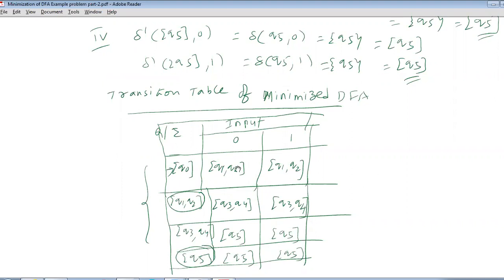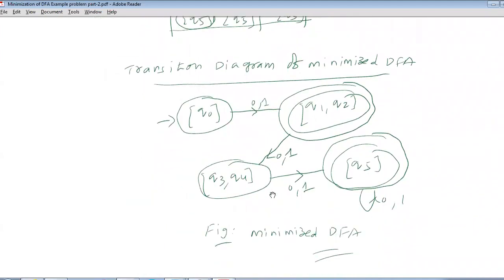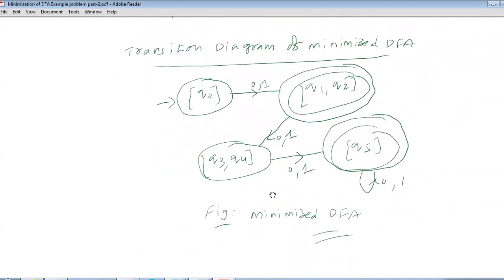Now you can see our given original DFA consists of Q0 to Q5, a total of 6 states. In the minimized DFA, the 6 states become 4 states. That means 2 states are reduced or minimized. Then let us see its transition diagram in a similar fashion, the transition diagram of the minimized DFA.